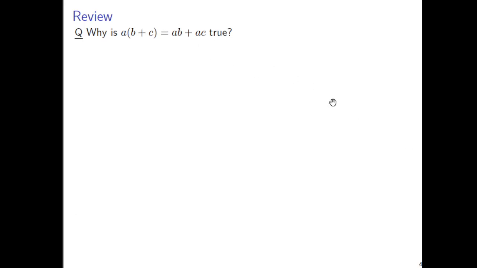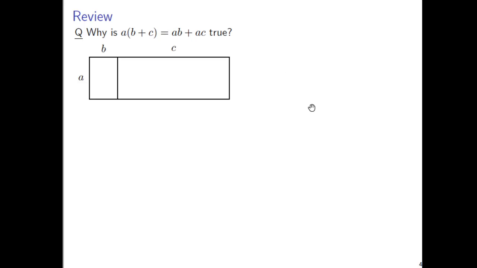Let's review why A times quantity B plus C equals AB plus AC is true. We don't want to just say this is the distributive law. We should draw a picture that looks like this. So first of all, consider this big rectangle.